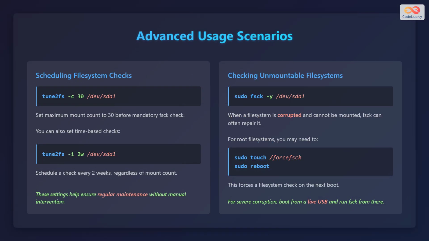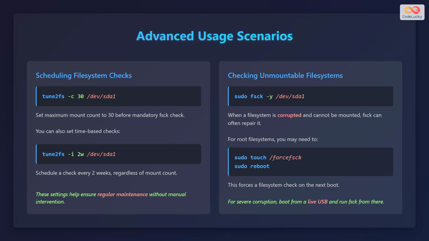You can schedule file system checks by using the command tune2fs -c 30 /dev/sda1 to set the maximum mount count to 30 before a mandatory file system consistency check. You can also set time-based checks using the command tune2fs -i 2w /dev/sda1 to schedule a check every 2 weeks, regardless of the mount count. These settings help ensure regular maintenance without manual intervention.